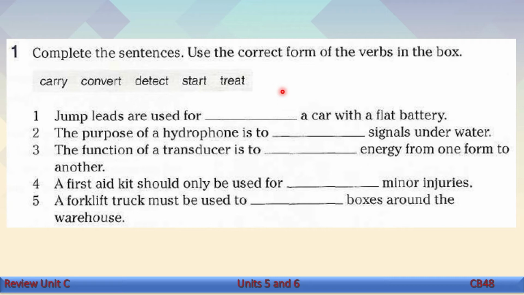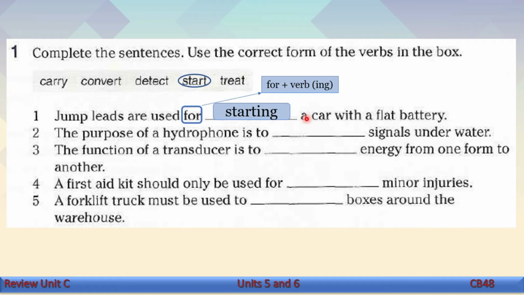Great. Let's do number 1 together. Templates are used for, space, a car with a flat battery. You can see that we have 4, so we have to use the structure for followed by verb with ing. Now, which of these verbs should we use? We know templates are used to start a car, so we're going to use start. So our answer is templates are used for starting a car with a flat battery.